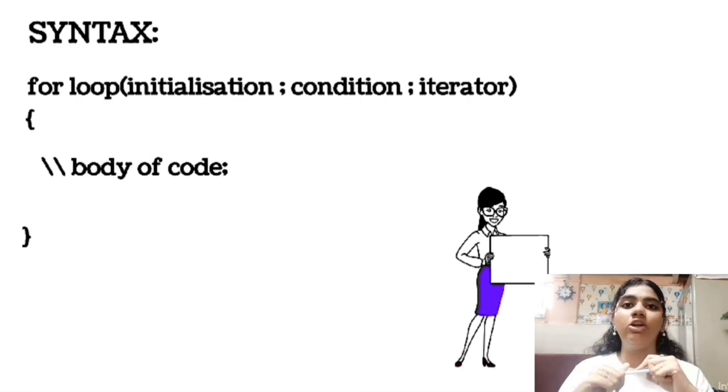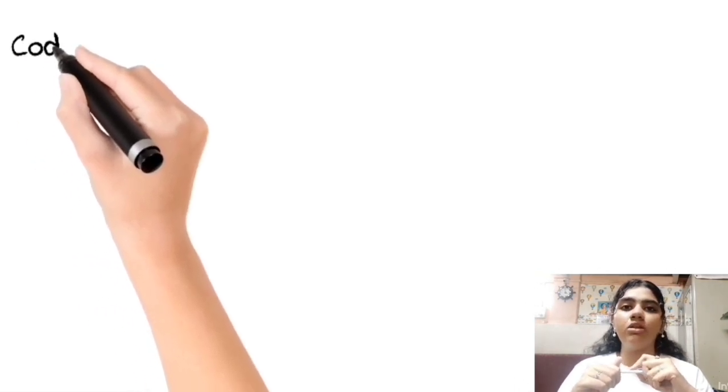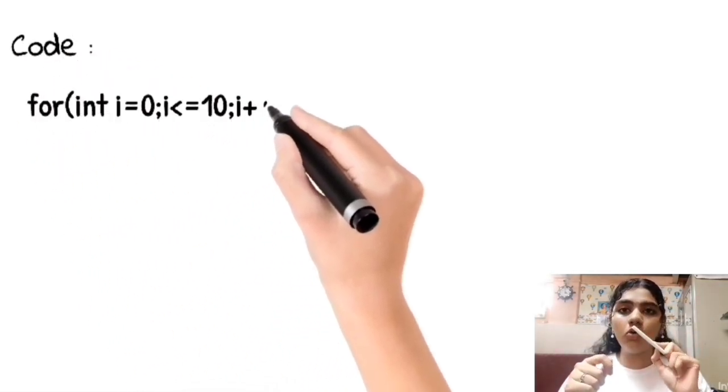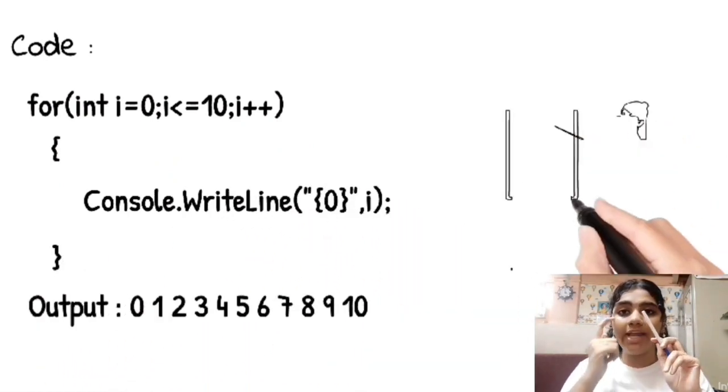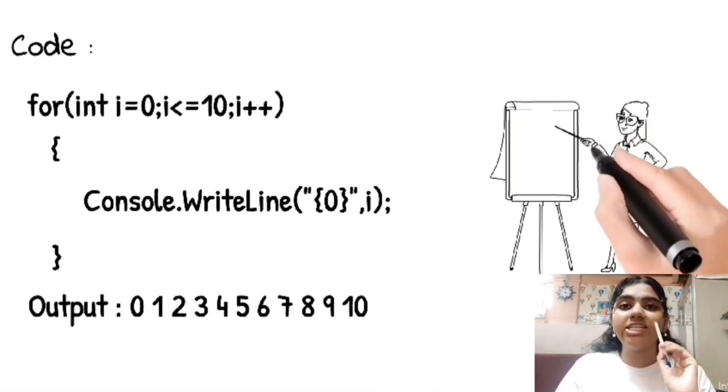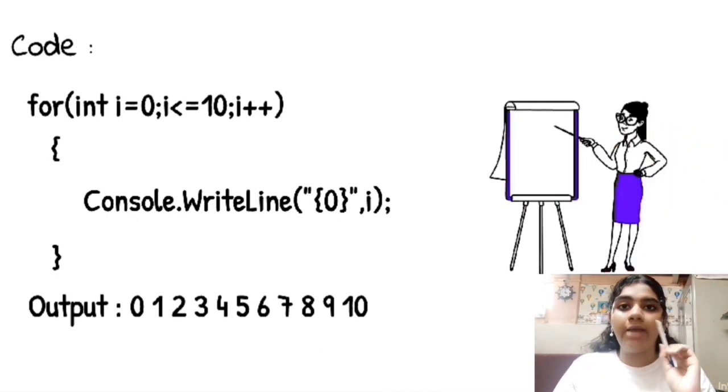So let's understand the loop by an example. As you all can see here, for is the keyword, bracket, int i. So int i is nothing but I have initialized a variable of integer type where I am giving a value of 0. Semicolon, we have to separate all three parts by a semicolon. So here int i equals 0 is nothing but initialization. Then semicolon, condition. In the condition place, we have written i less than or equal to 10.